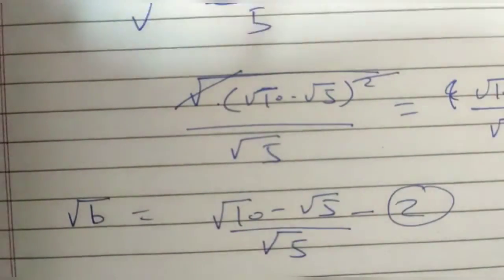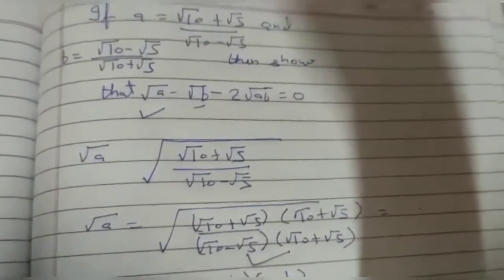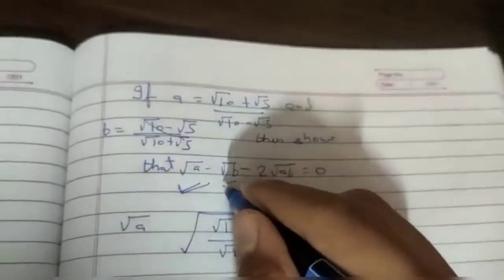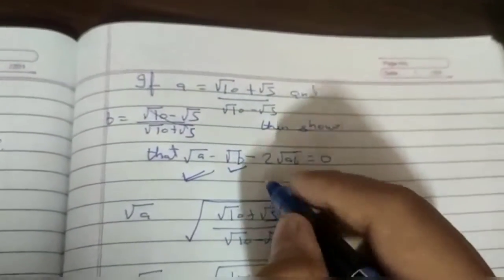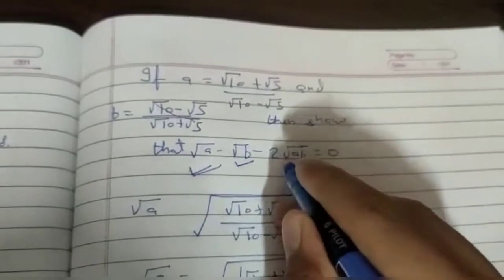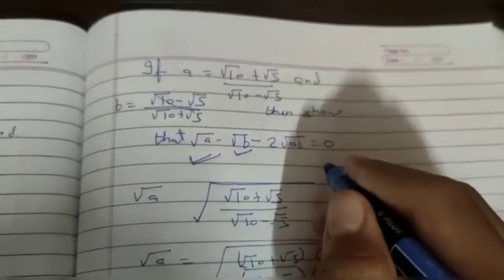So let me take a glance at what I have just told you. We are asked root a minus root b. I found the value of root a, yes. I found the value of root b, yes, equation number 2. Now what I am left over with is root ab. So let me solve this. Now we'll calculate its value, root ab.